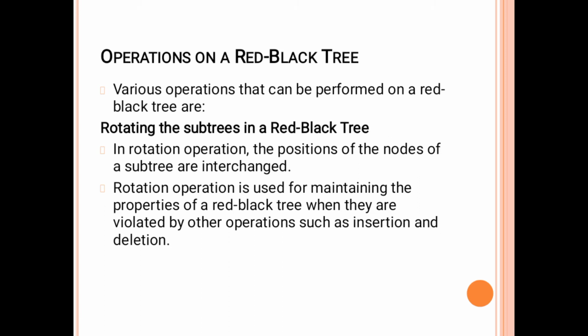In a rotation operation, the positions of the nodes of the subtree are interchanged. It means we take the subtree and exchange the values, interchanging the subtrees in a red black tree. The rotation operation is used for maintaining the properties of the red black tree when they are altered by other operations such as insertion and deletion.